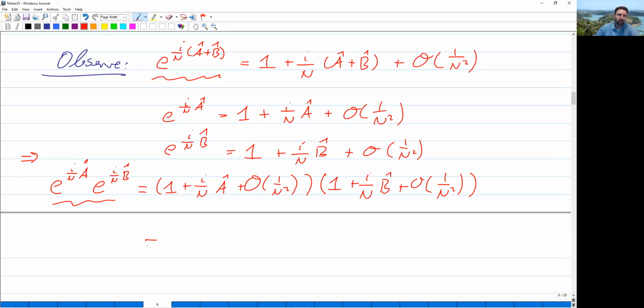And what is that? Well, there's the 1 times the 1, so that's 1 plus i over n. It's this term times the 1, so it's A hat. And then we have the 1 times this term, so it's plus B hat plus, well, all other terms are of order 1 over n squared or higher.